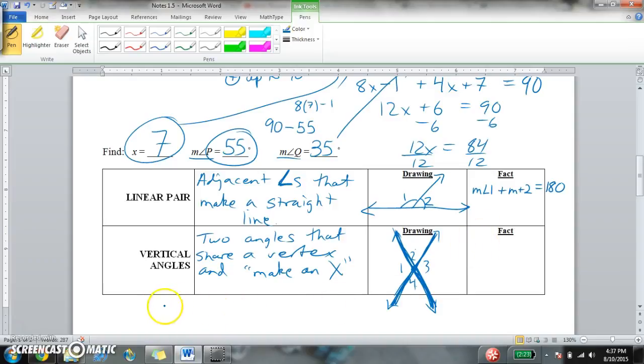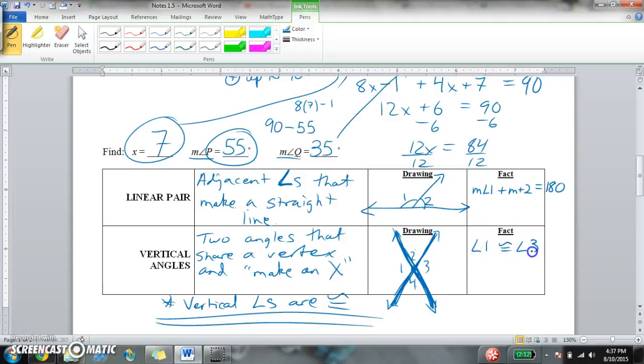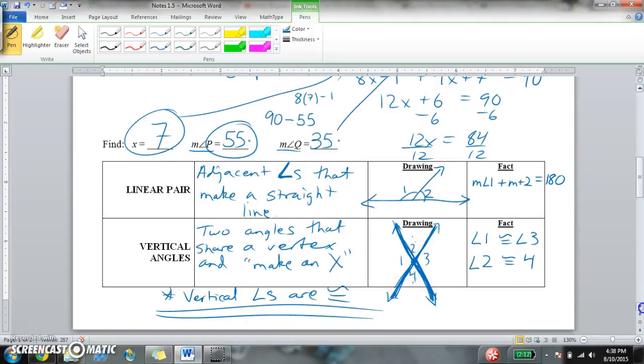So vertical angles, this is very important. Vertical angles are always congruent. Based on this diagram, we would know that angle 1 is congruent to angle 3, because those are vertical from each other, and angle 2 is congruent to angle 4. They are across from each other in this diagram.